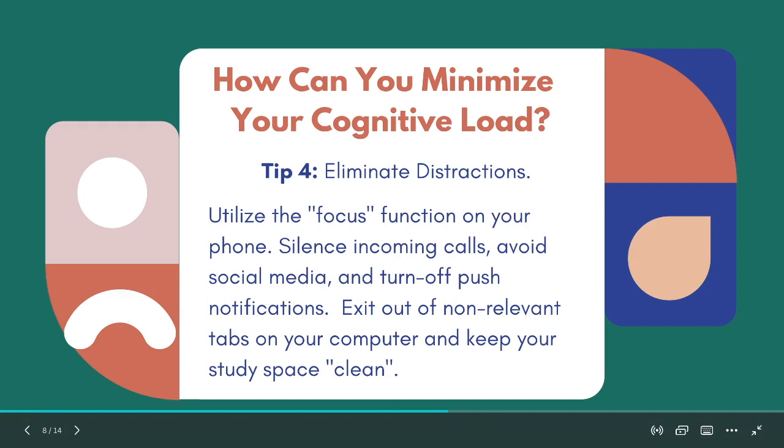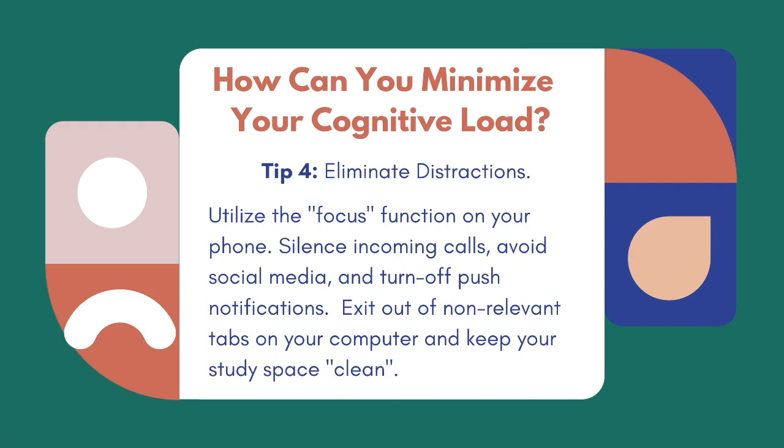My fourth tip, this one is huge: eliminate distractions. And this can be in a variety of different contexts as you're studying. Utilize the focus function on your phone. If you're sitting down to study, it's going to be really hard to retain information if you also have your phone ringing, or you're pulling up Instagram and Facebook, or someone keeps calling your phone or texting you. So you might want to consider silencing incoming calls using that focus function for maybe a short period of time so you can really dive in.